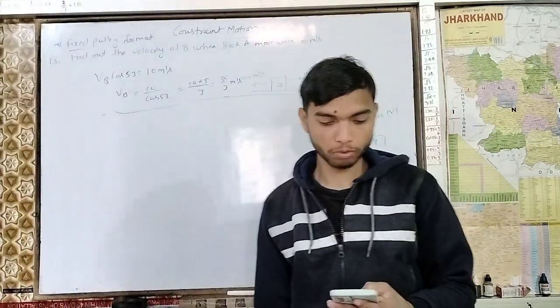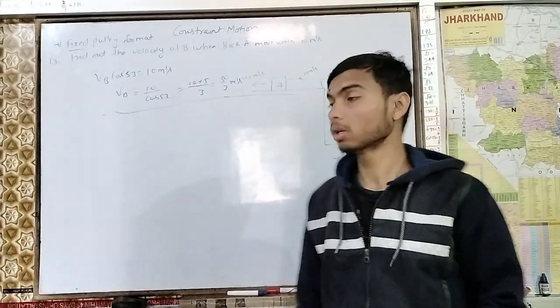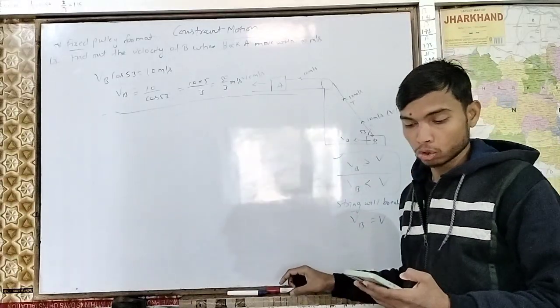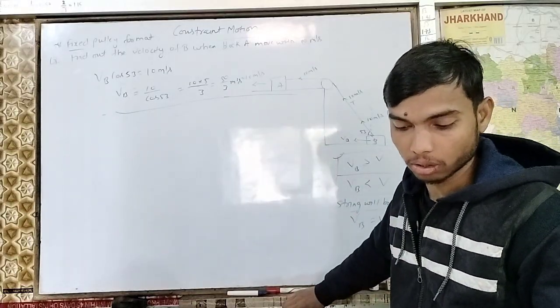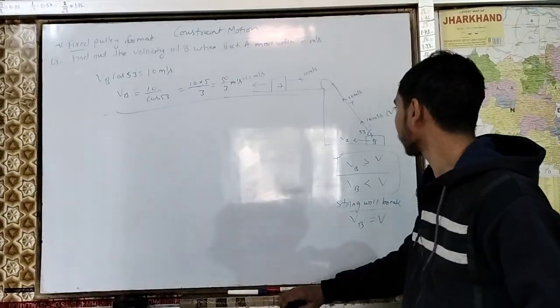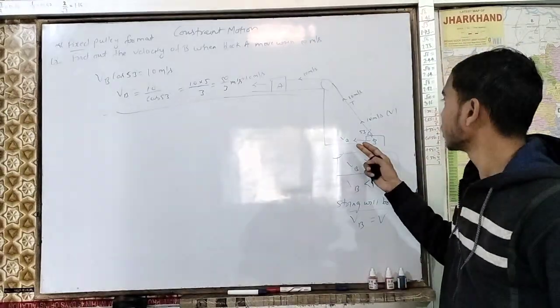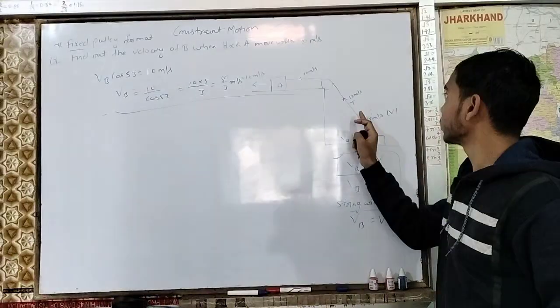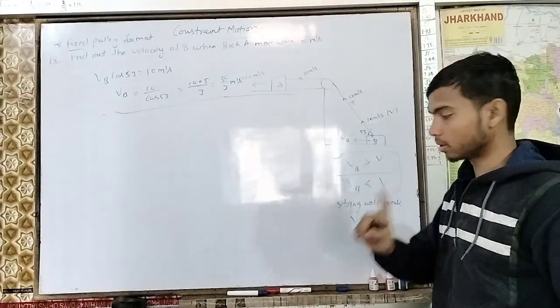The component of this velocity must always be taken along the string. Means this V cos theta should be along the string's velocity. This is the first point.